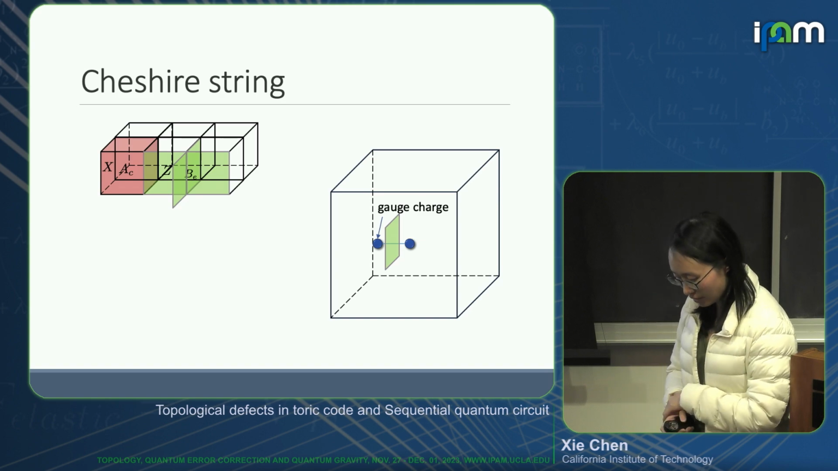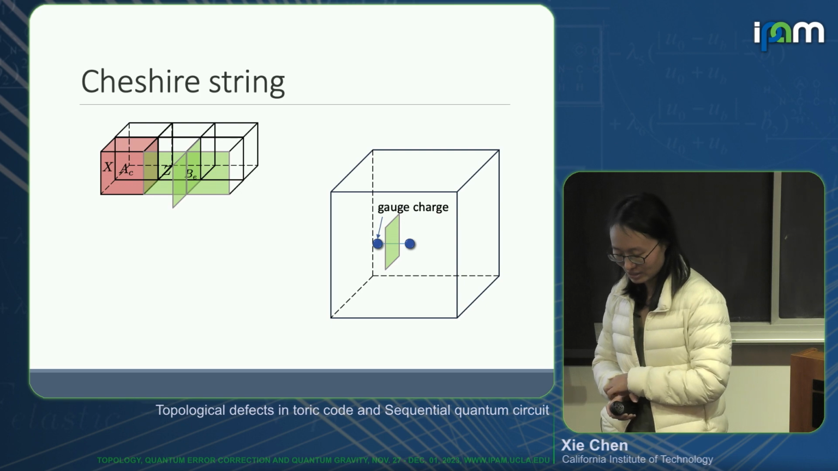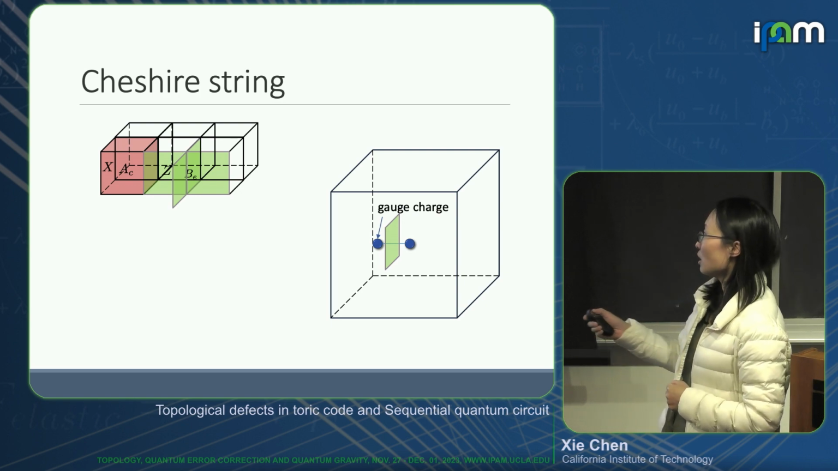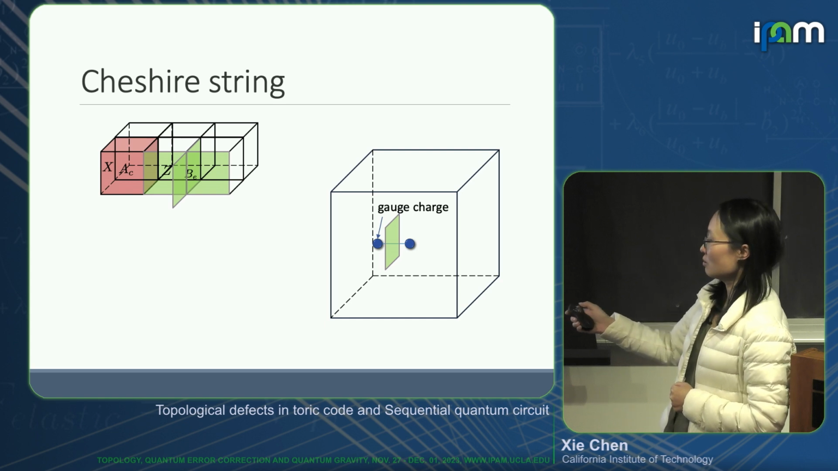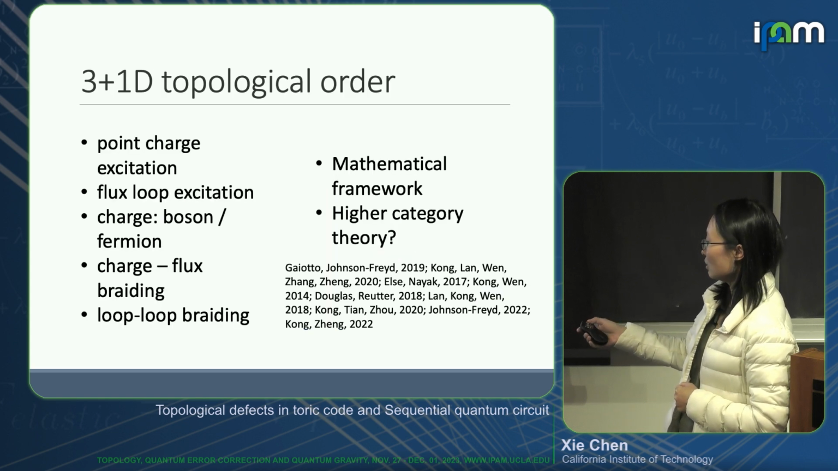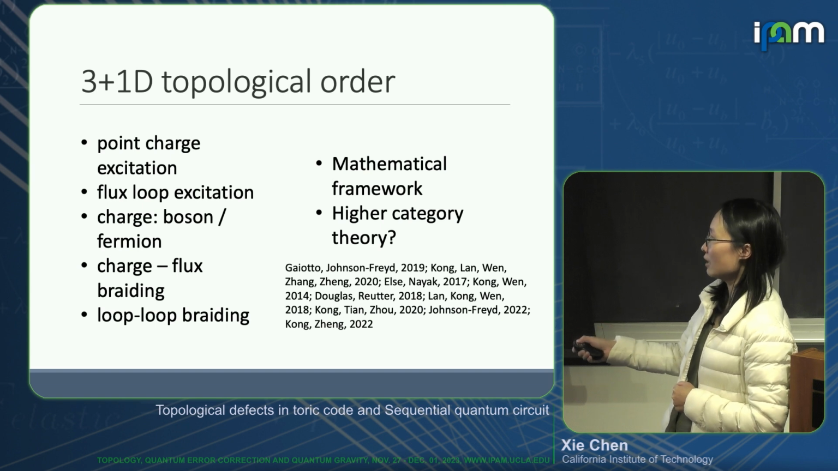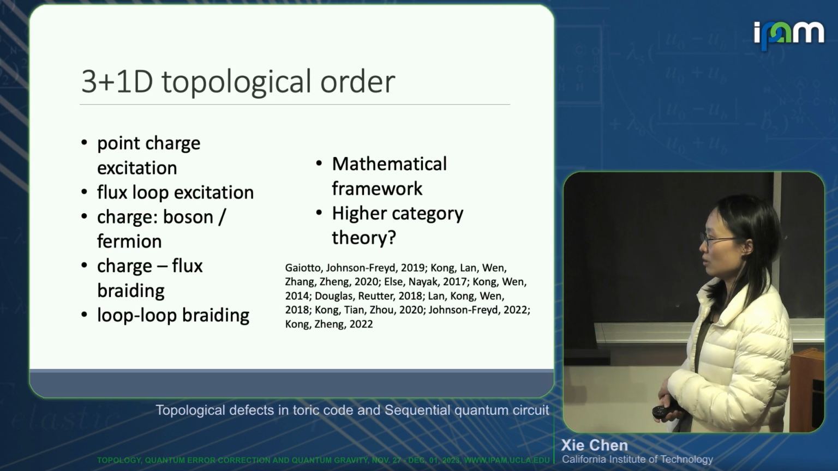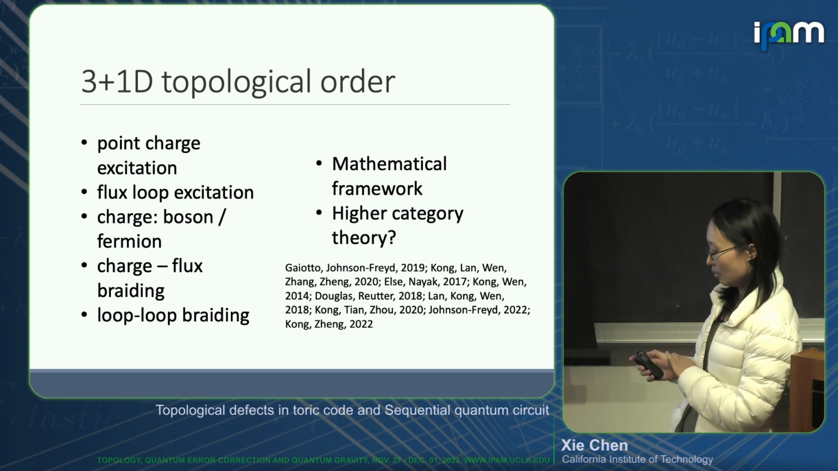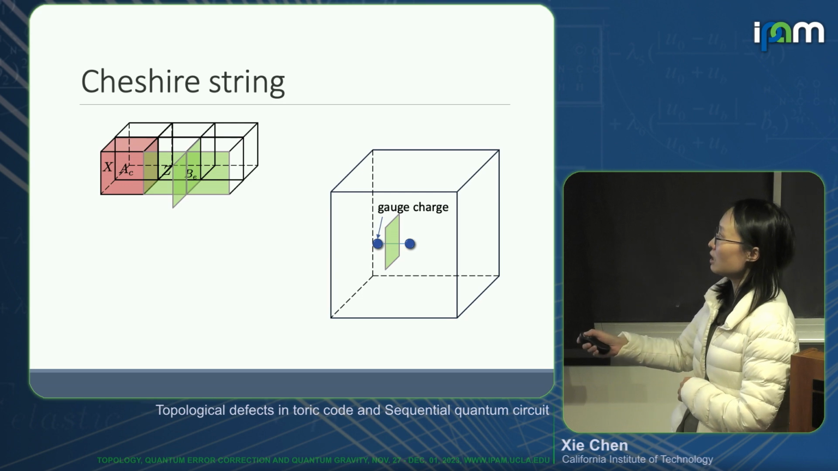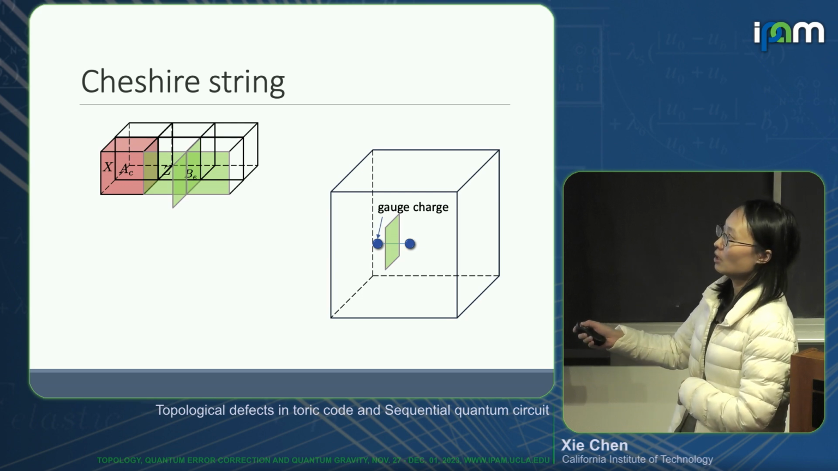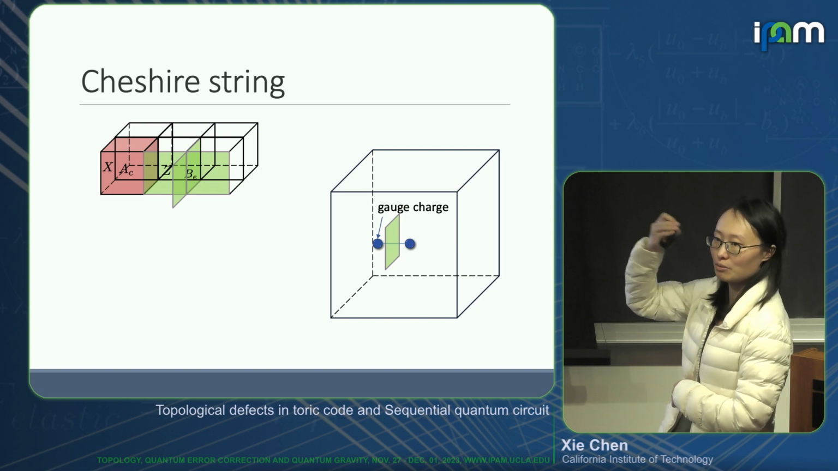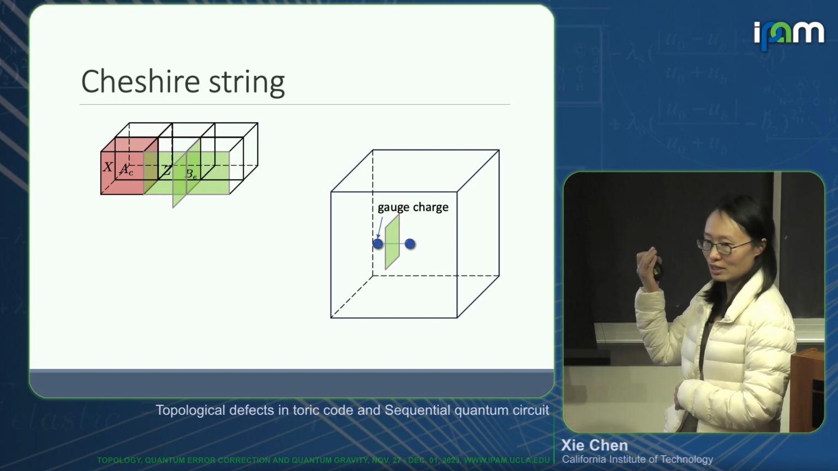So in particular, one thing I was trying to understand has to do with this cat, and it's what people call the Cheshire string. So it turns out that when people try to formulate a higher category theory to describe even the simple Toric code, there's a necessity of involving something called the Cheshire string even at the most fundamental level. So that was one question mark I had in my head.